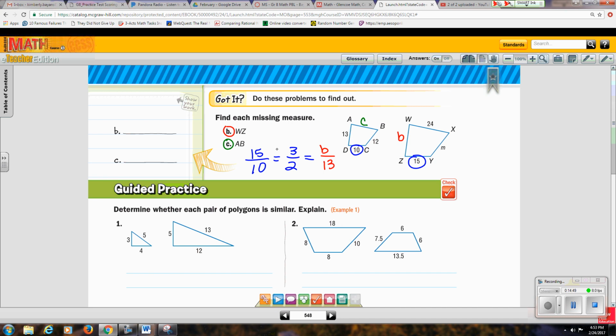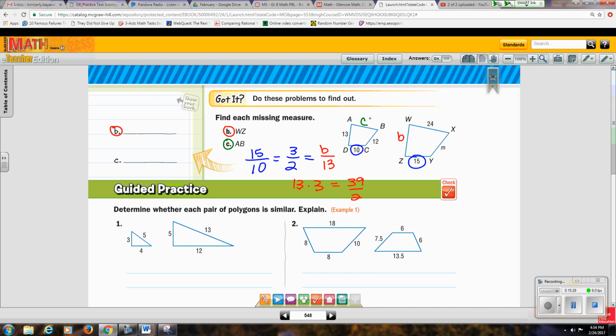Now I've set it up for you. Hopefully you know how to cross multiply and solve proportions. You're going to end up with a decimal on this one, and that is okay. You can do 13 times 3 and divide it by 2, and that'll give you the answer to B. So 13 times 3 is 39. Divide that by 2, and that's going to be your answer for B.